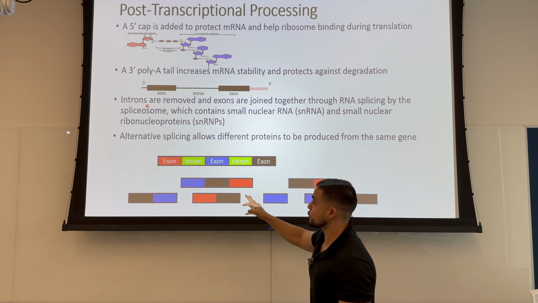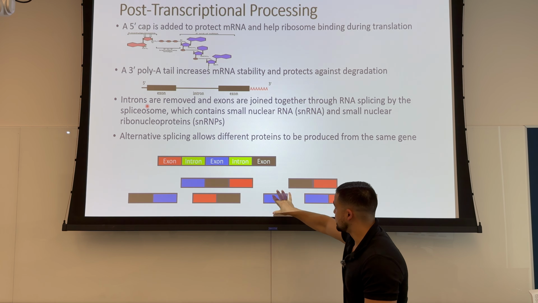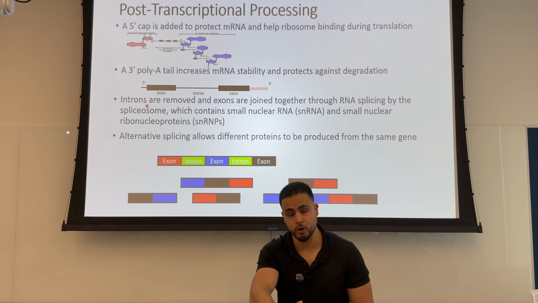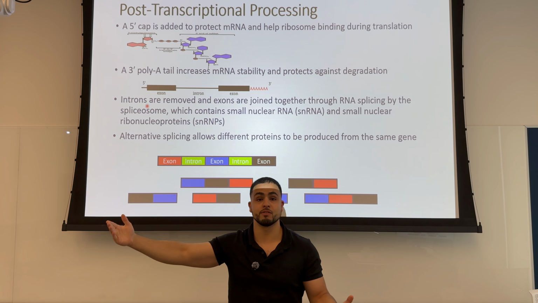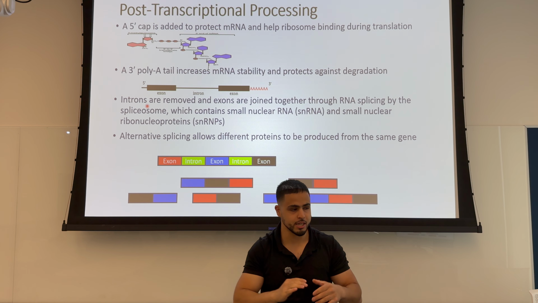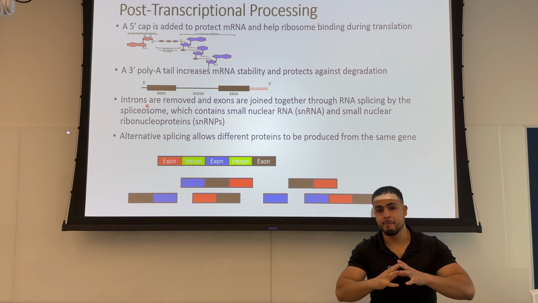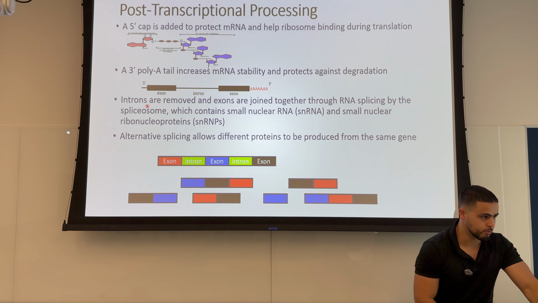Notice here, you just have 3 exons and 2 introns. Very simple. But look at how many different combinations I've formed, and you can even form more than this. And that's how you go from 20 to 30,000 genes in the human body to upwards of 90,000 proteins. And those aren't exact numbers, okay? But you get the idea that you have many multiples more of proteins compared to genes in the human body.